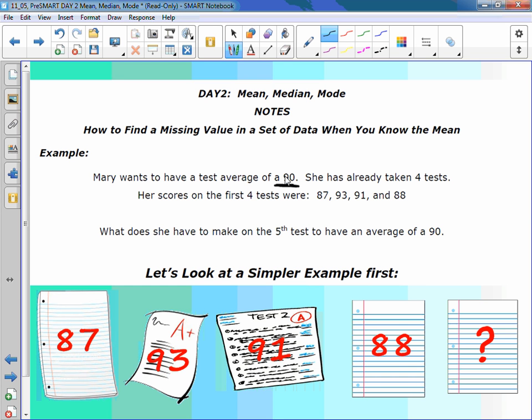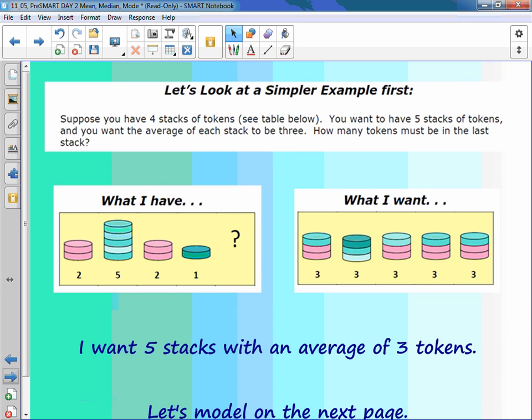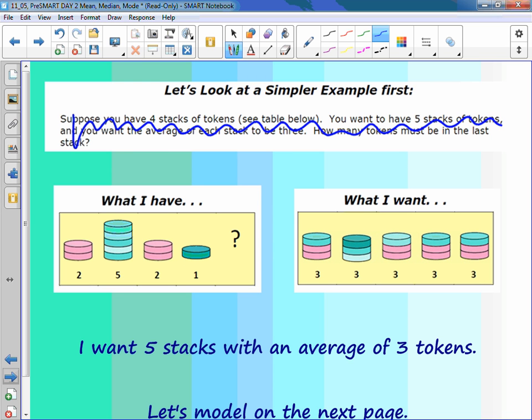She's already taken 4 tests. Down here are pictures of her tests. And what does she have to make on the 5th test to have an average of 90? Before we do that problem, I want to do a simpler problem, and I'm actually going to make this a story, not just about tokens. So we're going to use this as a simpler example.